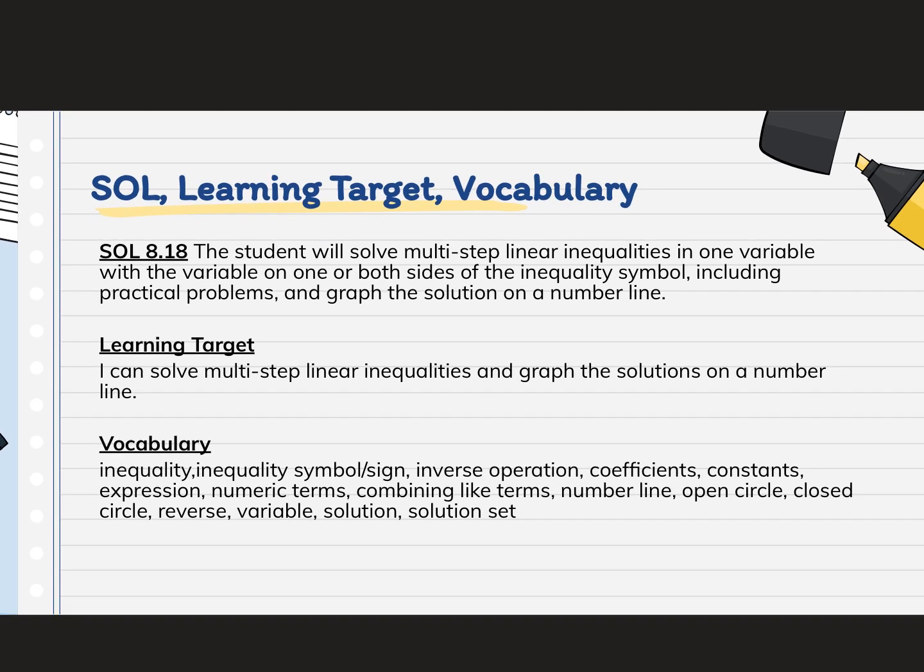The student will solve multi-step linear inequalities in one variable with variables on both sides or one side of the inequality symbol, including practical problems and graphing the solution on the number line. So today we're just going to focus on solving, and then our next lessons are going to focus on practical problems or word problems. The learning target for today: I can solve multi-step linear inequalities and graph the solution on a number line. And our vocabulary is the same as the vocabulary that we talked about in yesterday's lesson.